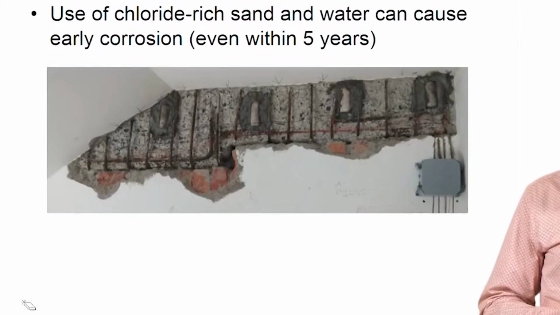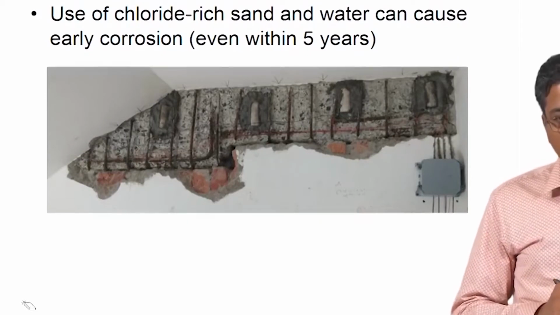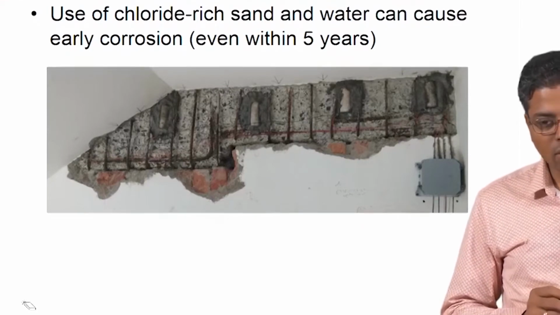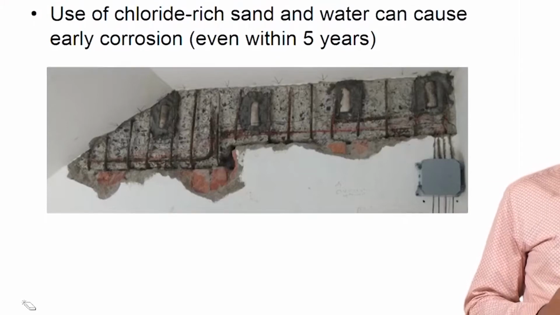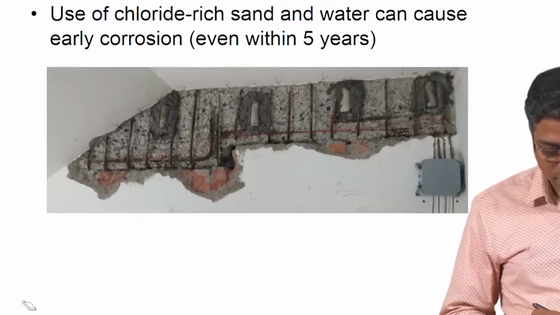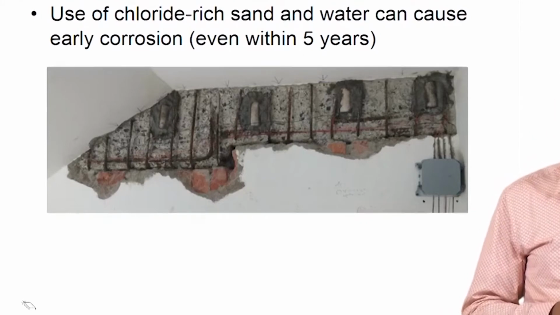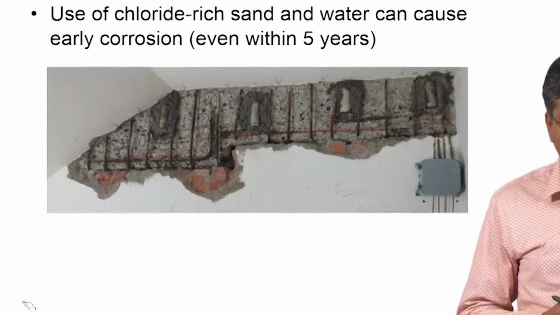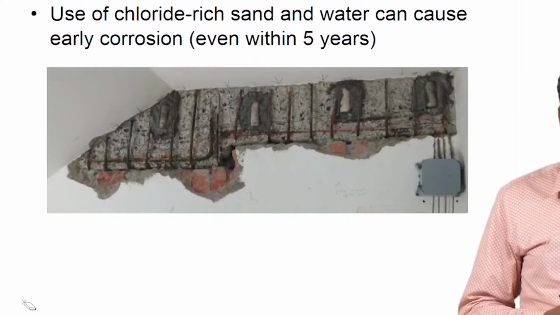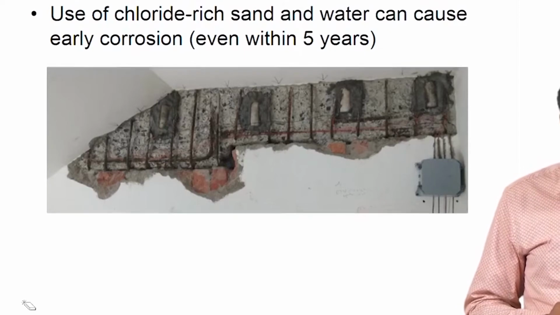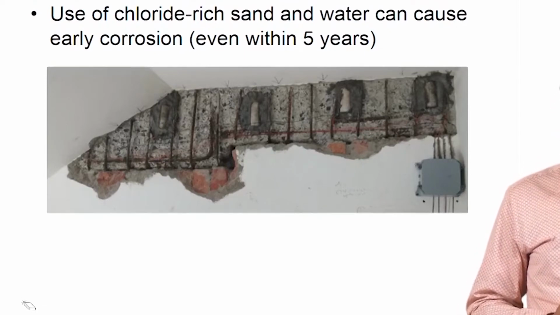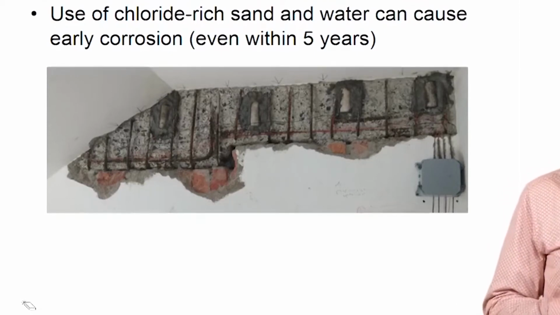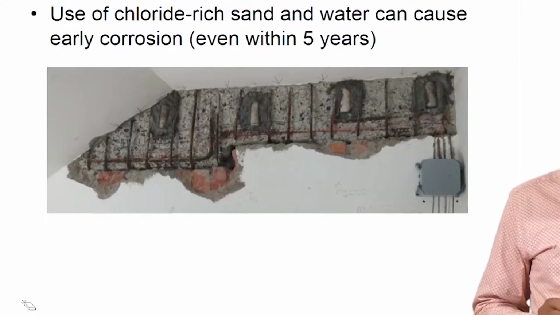Now this is an example where in this particular structure they used chloride-rich sand and chloride-rich water. So both sand and water, and it could happen in several places. It could happen that if sea sand, or some sand which is rich in chlorides, is locally available, people will try to use it, but eventually you will see that it was not a good choice. We have to make sure that the ingredients which we use in concrete are free from chlorides, or at least have minimal quantity.